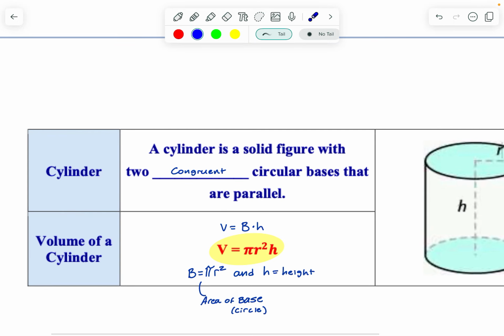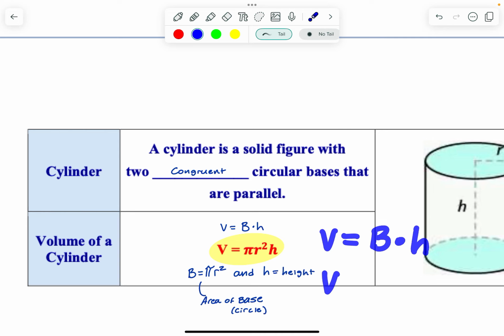To find the volume of a cylinder, you're using the same formula. Volume is equal to area of the base times height, except now the area of the base is pi r squared because our base is a circle. So volume is equal to the area of the base times the height, but instead of writing area of the base, we can write pi r squared times height, because pi r squared is how we find the area of a circle.